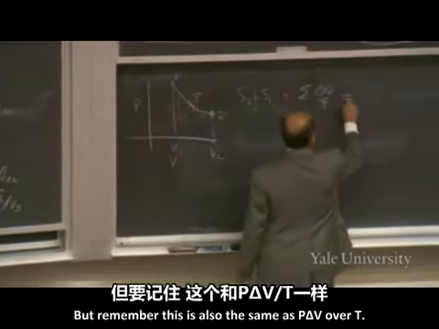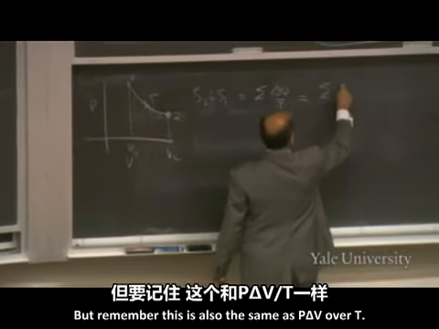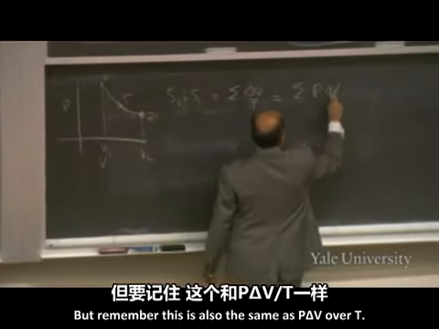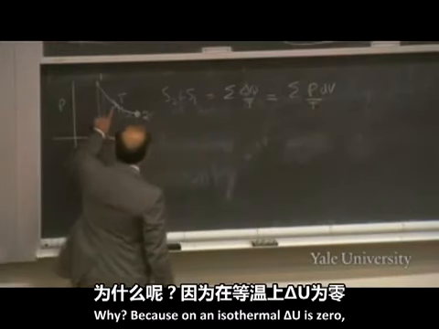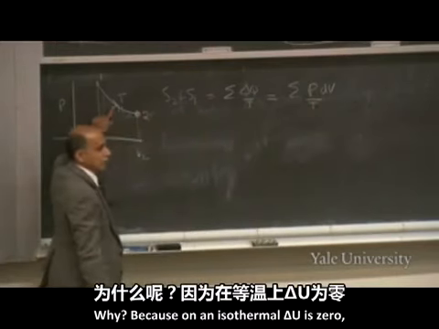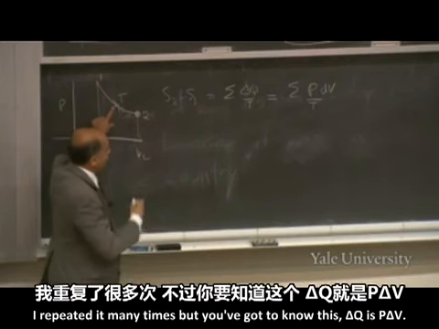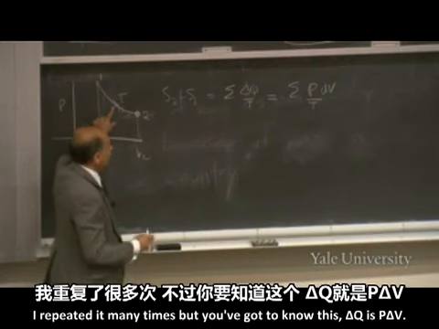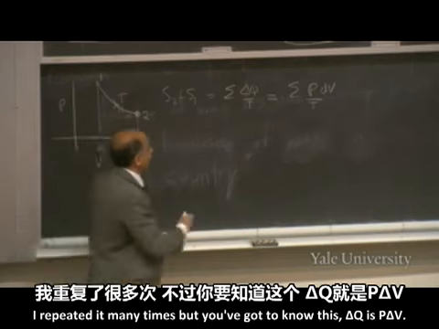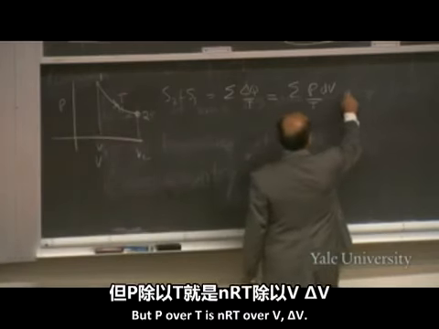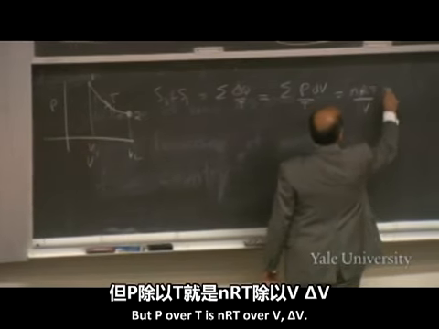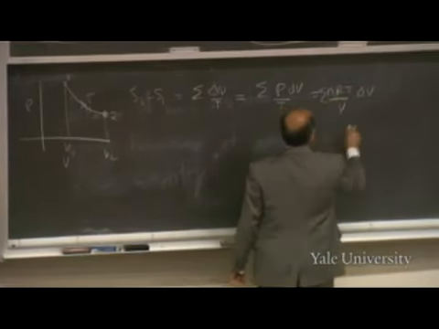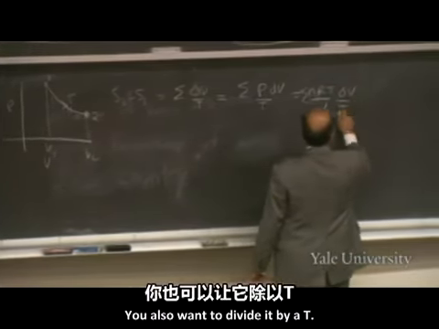But remember, this is also the same as P delta V over T. Why? Because on an isothermal, dU is 0. I've repeated it many times, but you've got to know this. Delta Q is P delta V. But P over T is nRT over V delta V. You also want to divide it by a T.